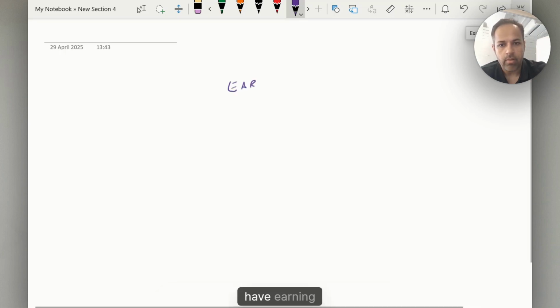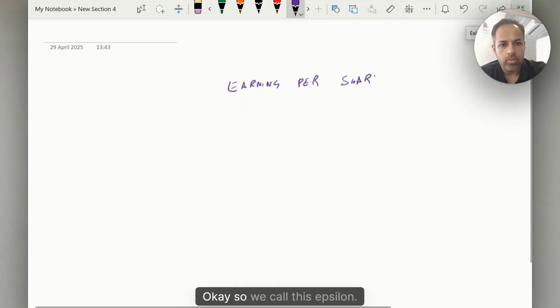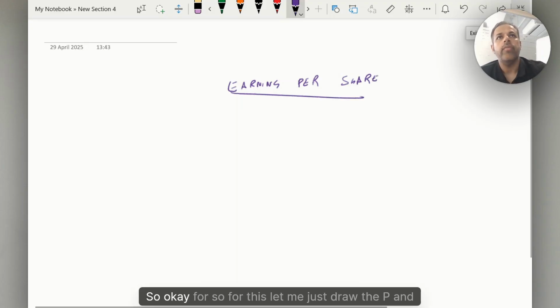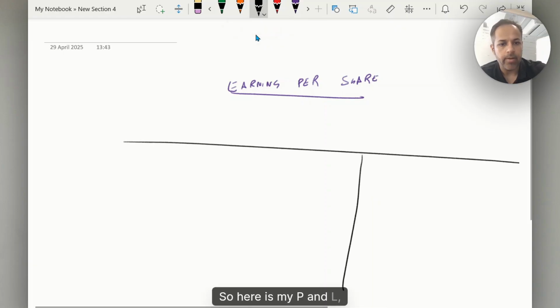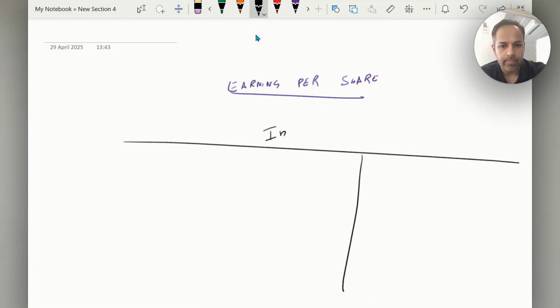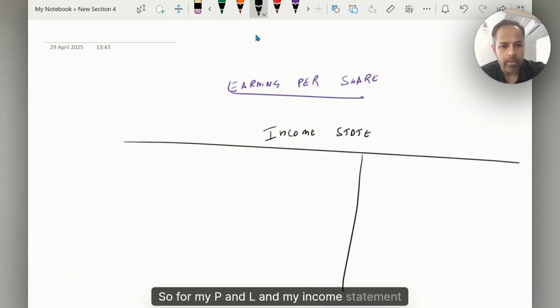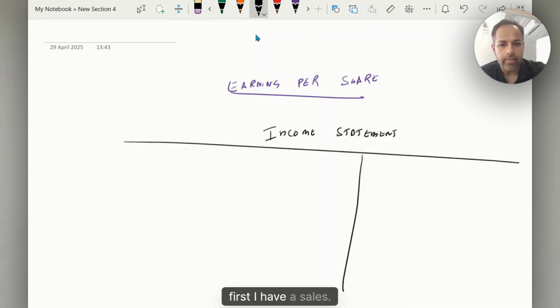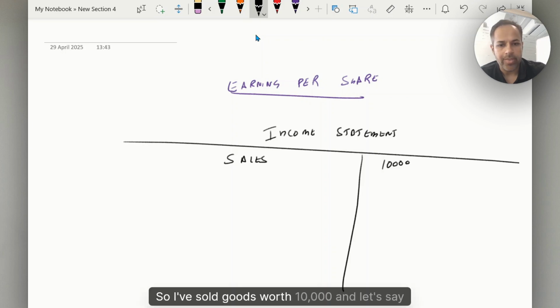So we have earning per share. We call this EPS. For this, let me just draw the P&L. So here is my P&L, my income statement. First, I have sales. Let's say my sales is 10,000. That is the goods which I've sold. So I've sold goods worth 10,000.